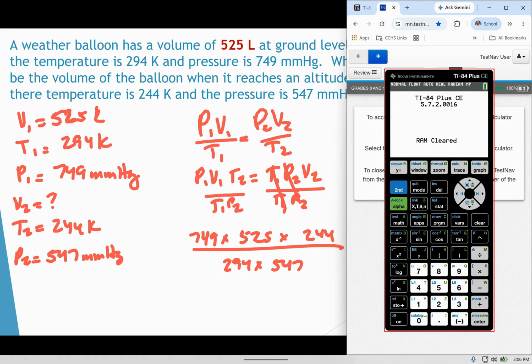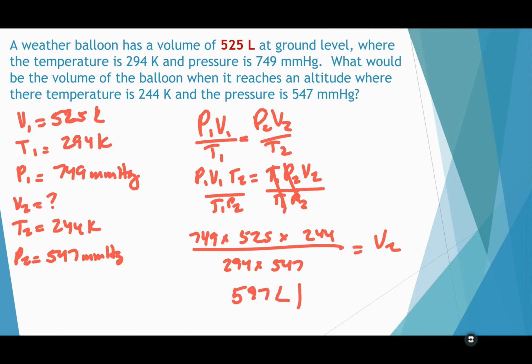Because of the multiplying and dividing, it is best to group your numerator and your denominator in their own parentheses. So 749 times 525 times 244, close parentheses, divided by open parentheses, 294 times 547, close parentheses. You end up with 596.6179, etc. If I look at all my numbers, the least number of sig figs is 3, so it's going to be 3 sig figs. 596.6 becomes 597 liters. It's a weather balloon, a pretty big balloon. That's why the number is very big.